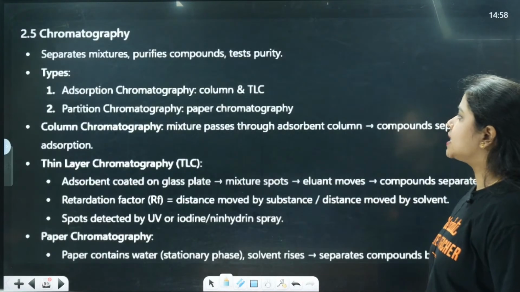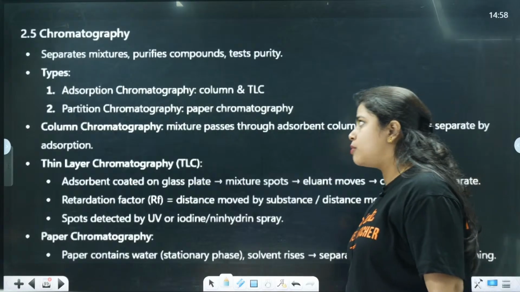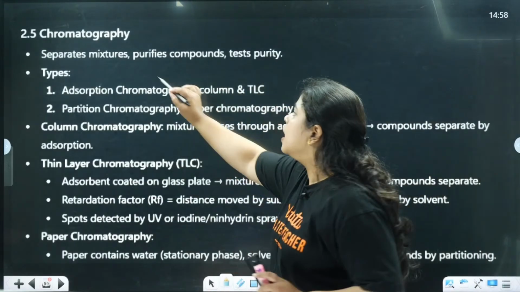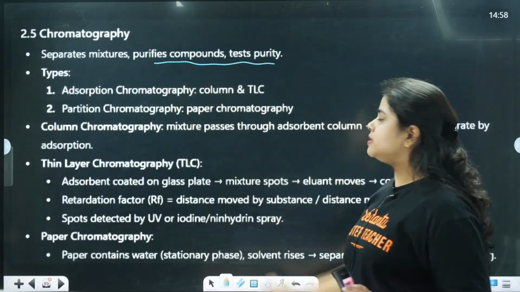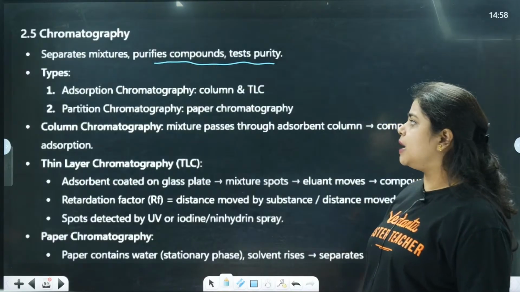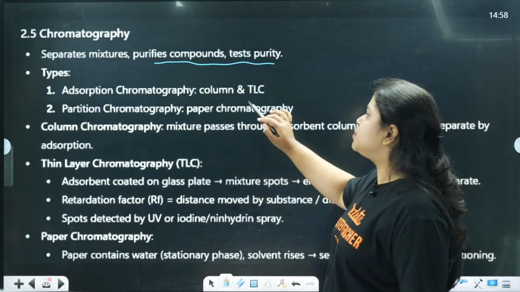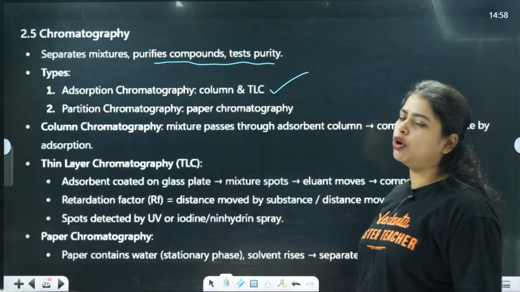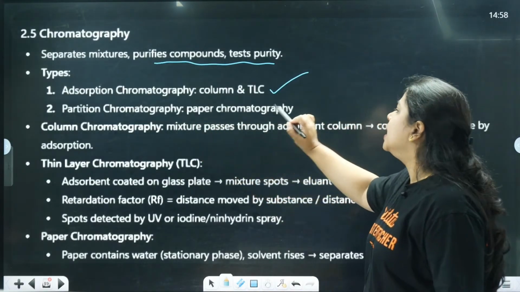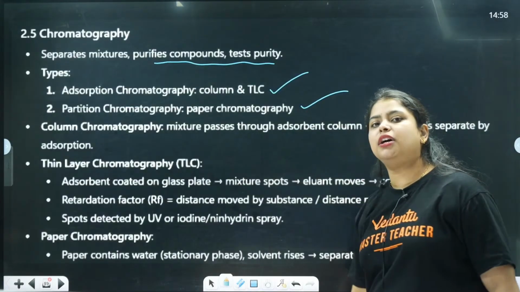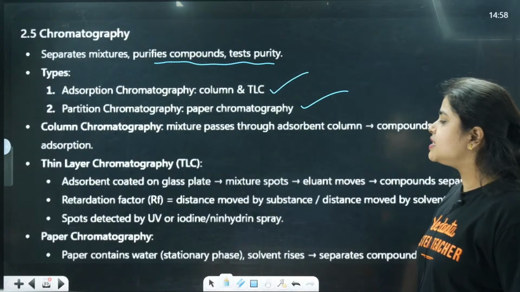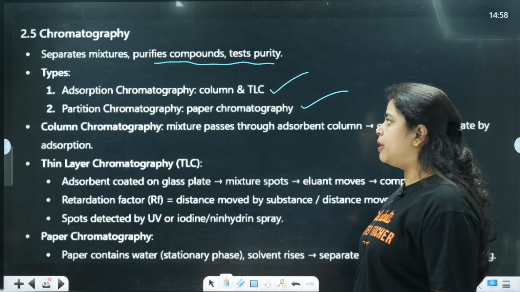Okay, next comes the chromatography. In this chromatography, it's actually helping us to separate the mixtures and impurity compounds and test the purity. Okay, now first we have types in that. First one is adsorption chromatography, or column or TLC, and second comes the partition chromatography. In this we are going to learn about the paper chromatography also. Okay, I'll show you the images also. Okay, first we'll learn about the column chromatography.